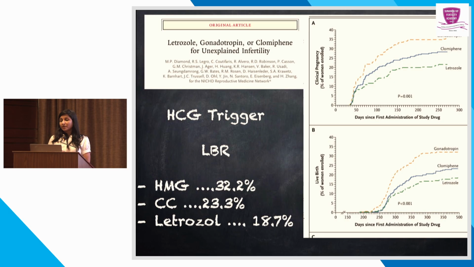This is just to give an idea that whenever we are doing an IUI cycle, a natural cycle IUI is out of the question. Whenever we are doing IUI, we are doing it with an ovulation induction agent, because in this particular DIAMOND study, when they gave letrozole, clomiphene citrate and HMG in unexplained infertility, there was a good live birth rate in the HMG group, around 32.2%, in clomiphene citrate around 23% and letrozole 18.7%. The physiology behind it is that you have multifollicular development, the collective ETU is beyond 500, and you have good endometrial thickness, and that will increase the success of IUI.